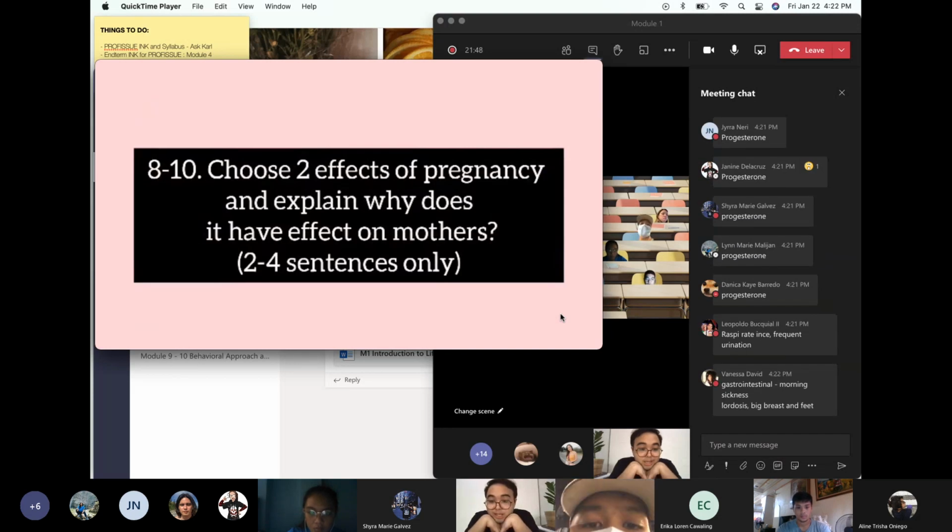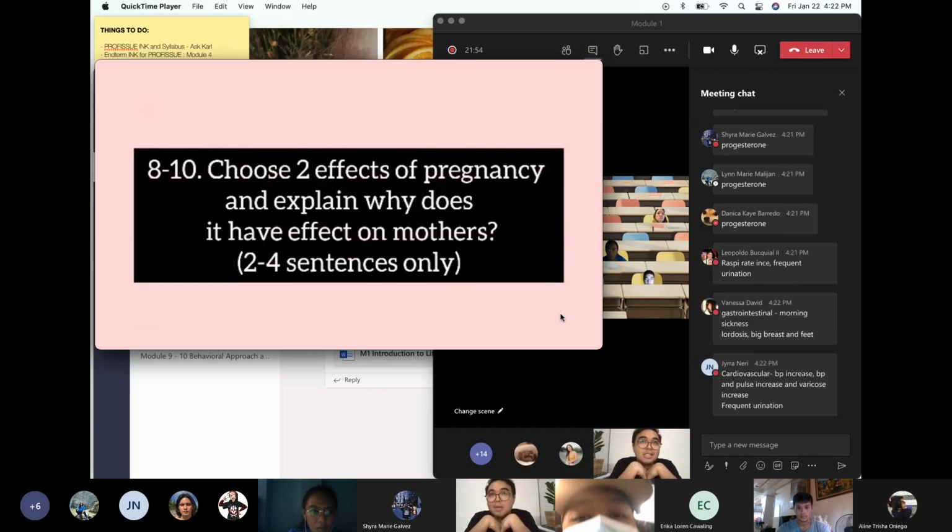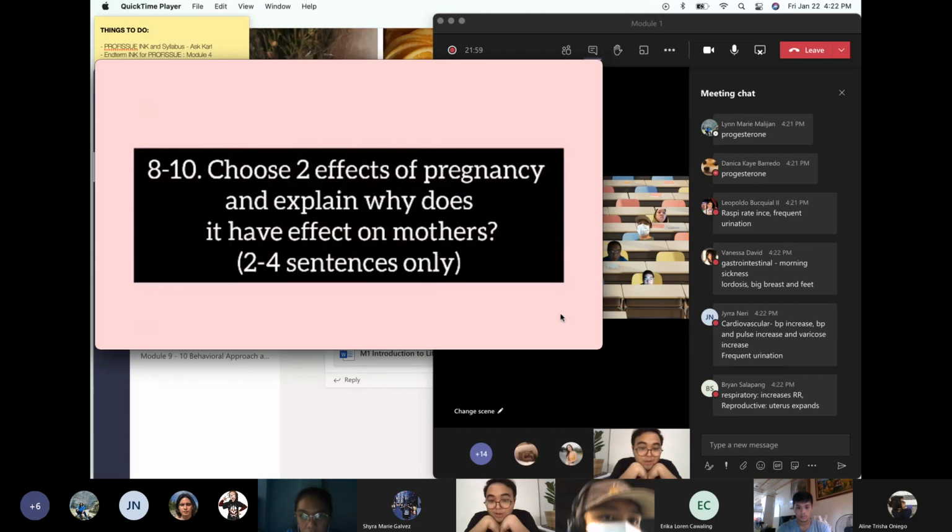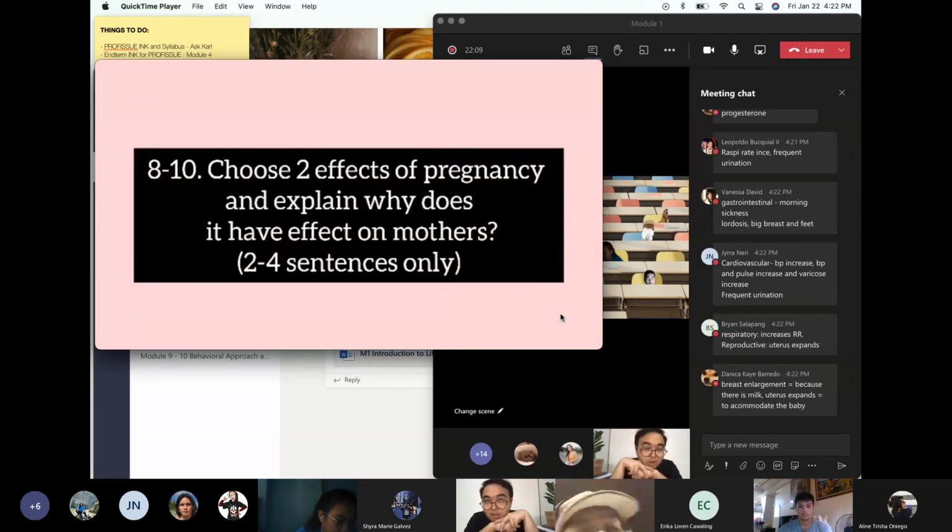Frequent urination, yes, because the baby is pressing on the mommy's bladder. So that is why sometimes there is incontinence in pregnant women, because the baby is pressing on mommy's bladder. So there is frequent urination, and that can also be caused by incontinence.